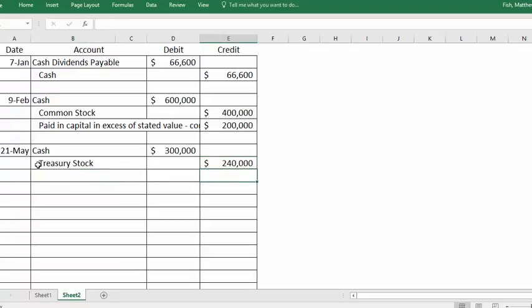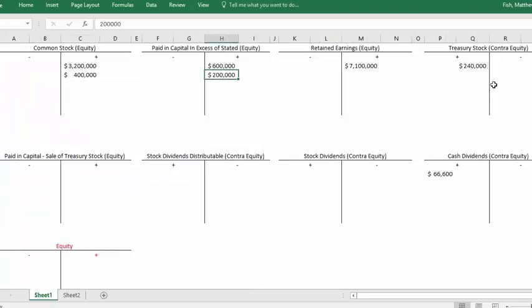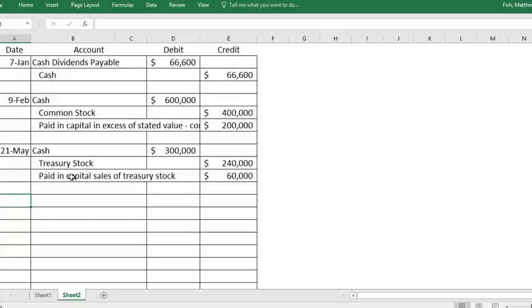But then you might be wondering, well, what do we do with the difference? We've seen a problem like this already in the prior homework, where that difference goes to paid in capital from the sale of treasury stock. So again, we'll post those two accounts. 240 to the treasury stock means now that logically that account has been wiped to zero, and for the paid in capital from the sale of treasury stock, we get the remaining, what was it, $60,000. Okay. Go back here. We'll keep moving our way through all the transactions.